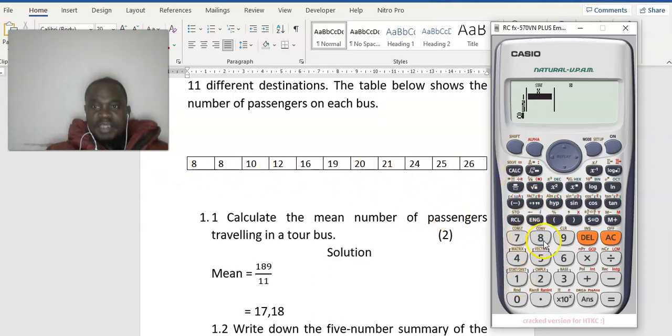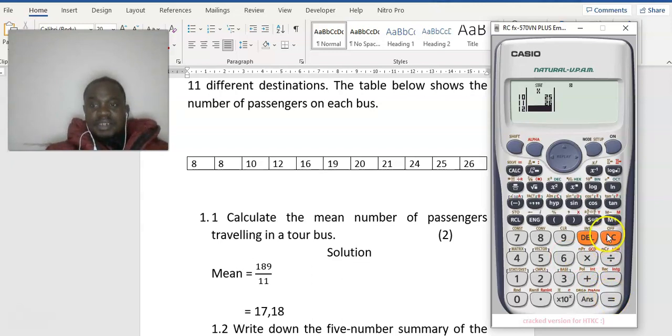So first I have my 8 equal 8 equal 10 equal 12 equal 16 equal 19 equal 20 equal 21 equal 24 equal 25 equal 26 equal.